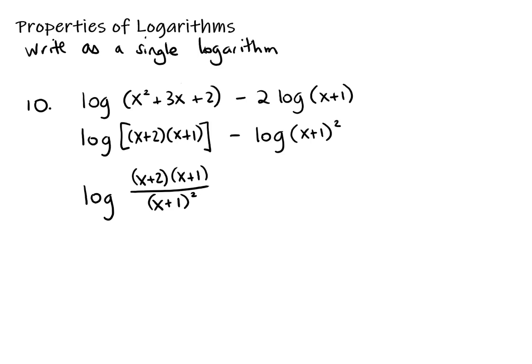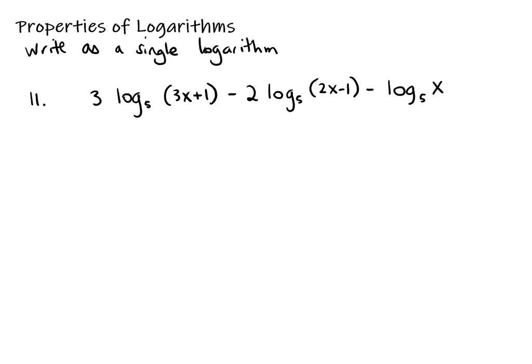And we can reduce that. I notice that that means we have an x plus 1 that cancels out. So I have x plus 2 over x plus 1. And there's nothing I can do about that now, so that's as condensed as I can make it. I've written them as log of x plus 2 over x plus 1.